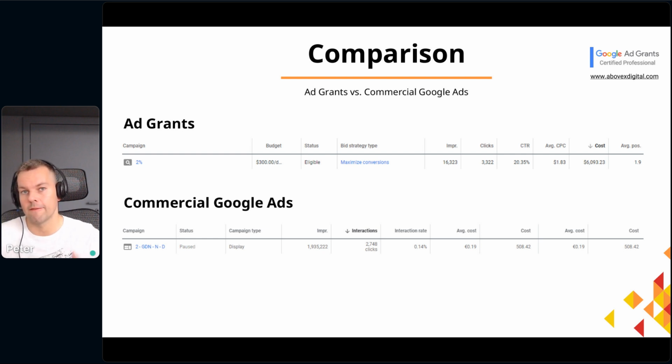Doing this kind of branding effect with Google Ad Grants is almost impossible because of the nature of Google Ad Grants. With Google Ad Grants, we go after people who search for something. With banners, you define who you go after, right?